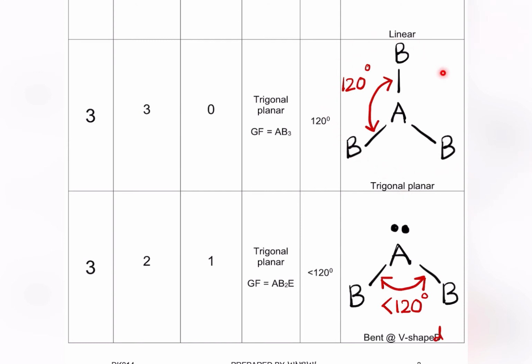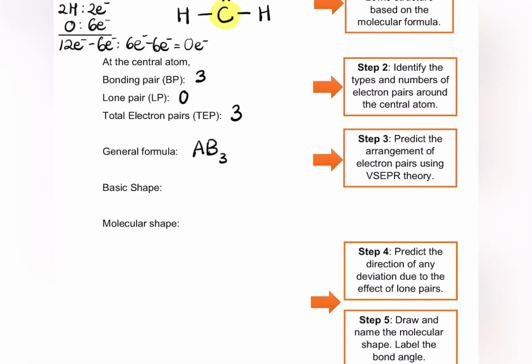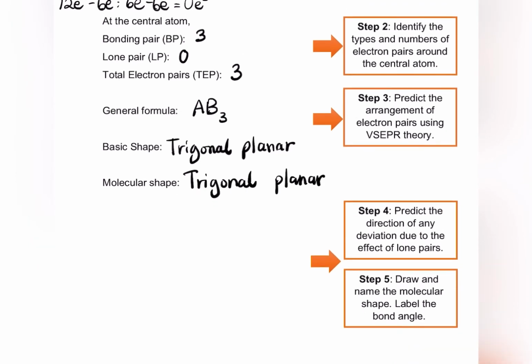So this is the drawing that you have to draw for the molecular shape with its bond angle. So what will happen? Saya akan tulis jawapan saya berdasarkan reference from that table before. Basic shape adalah trigonal planar. And molecular shape juga namanya stay trigonal planar. Now, I'm going to go to step number 4. Due to its shape adalah trigonal planar, you have to predict the direction and deviation due to the effect of lone pairs. But right now, in this case, kita tiada lone pairs. That's why drawing and naming for the molecular shape masih kekal based on basic shape.